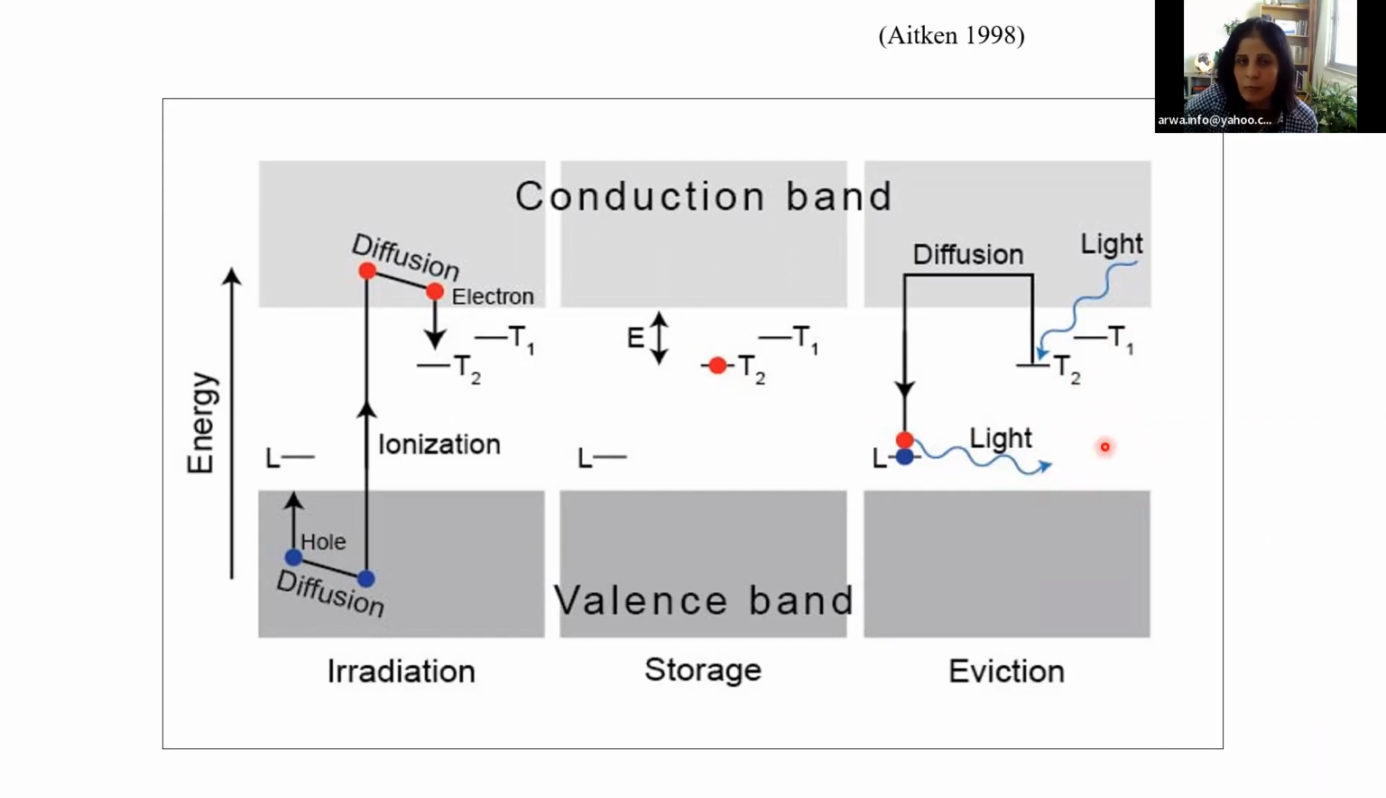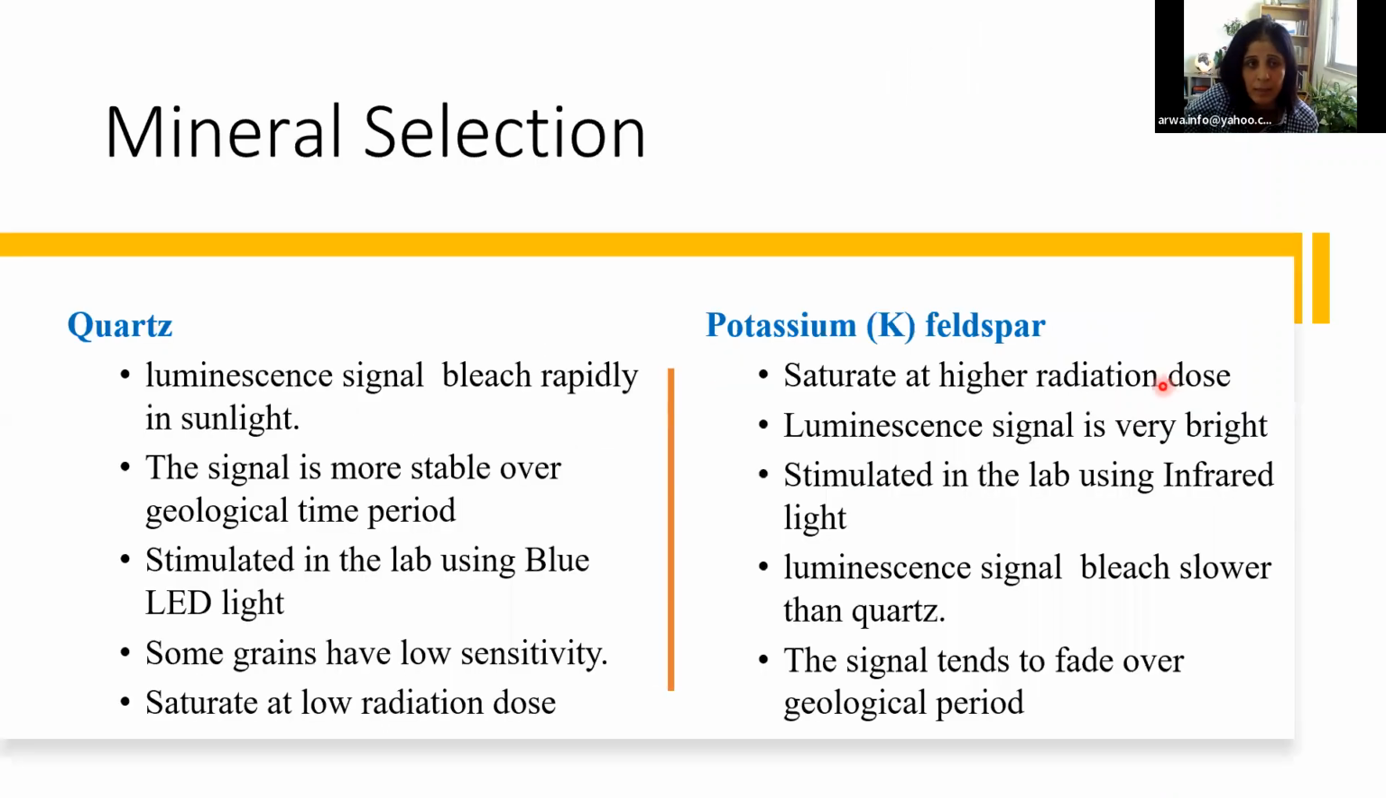And where is that trap? Is it in the deep traps below the conduction band, which are more stable during the geological lifespan, or is it in the top of the traps, which is less stable, as in most cases like the feldspars? And that brings us to the other part of this principle: which mineral we use for dating with luminescence, quartz or feldspars.